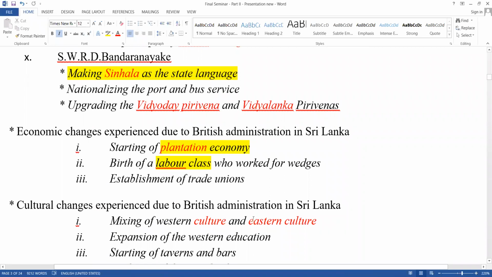Cultural changes experienced. Western culture and Eastern culture were mixed with each other, with the expansion of Western education and the starting of taverns and bars in Sri Lanka.